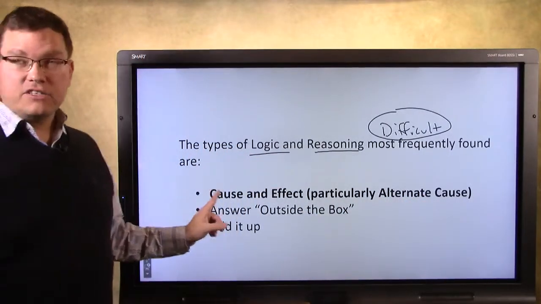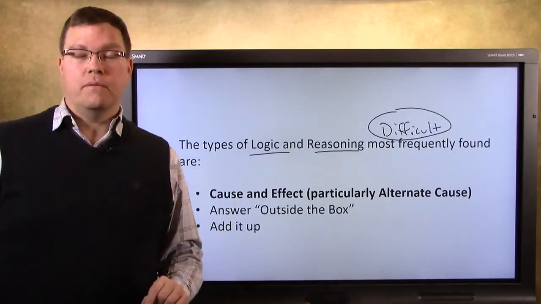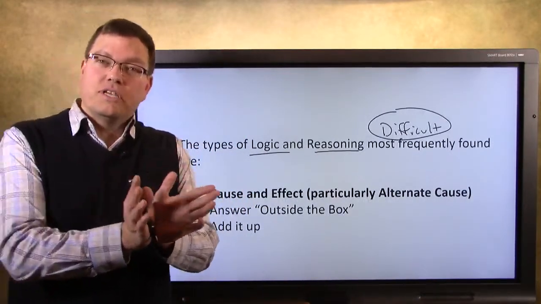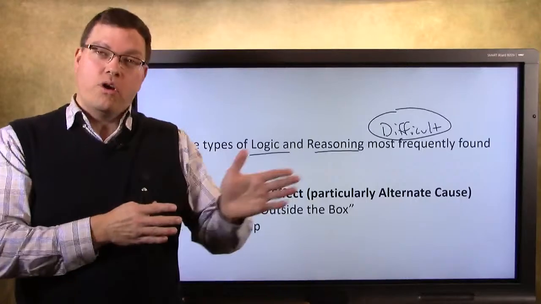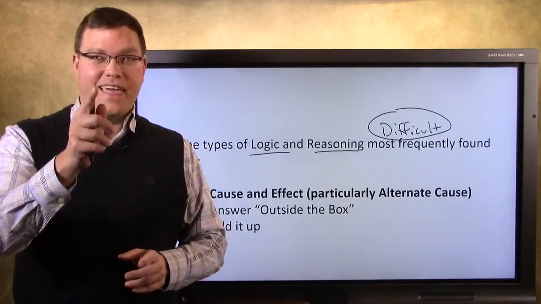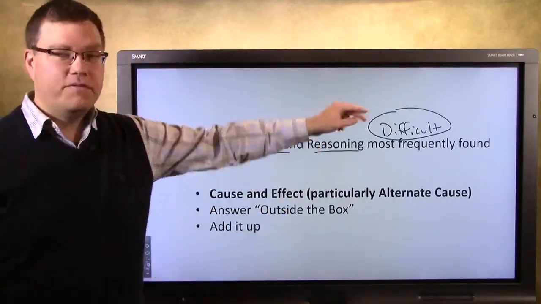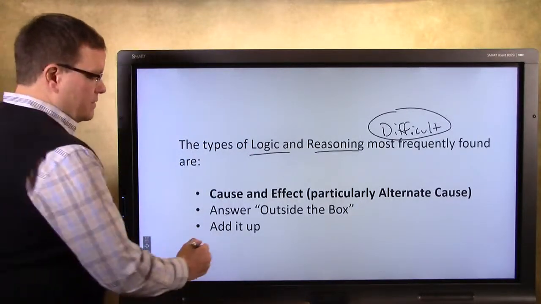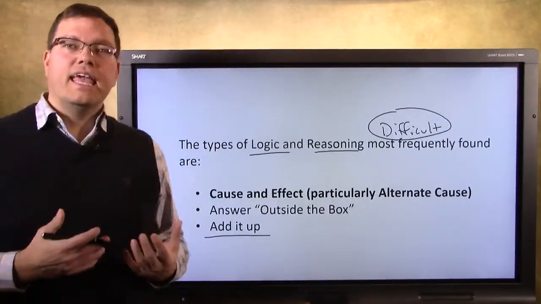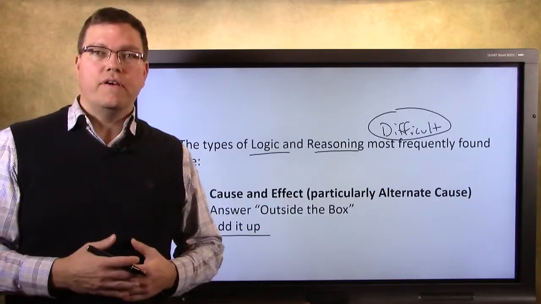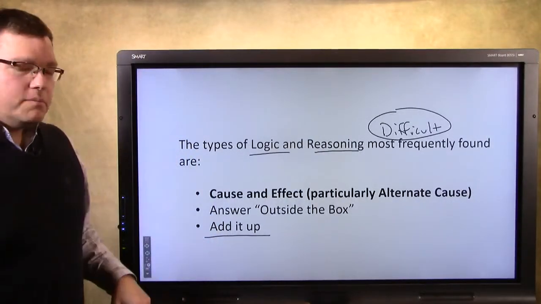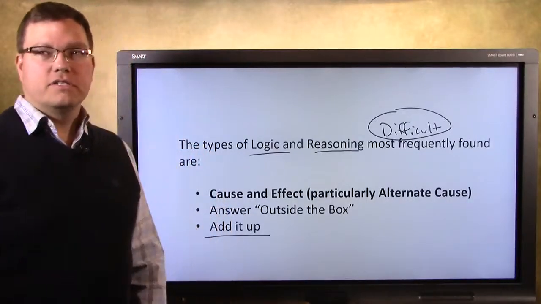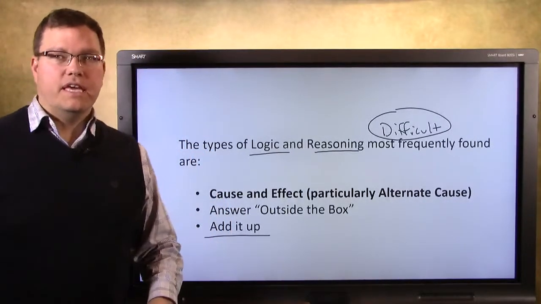And having an answer choice that is outside the box. Having a surprising answer choice. Having an answer choice that goes a little bit away from where the question was going. Okay, that's another way that these difficult questions had some logic and reasoning. And then finally, particularly with an inference type of question or even a boldface or something like that, sometimes you've got to add it up. And that happens a lot on difficult questions as well. So let's look at examples of each of these.